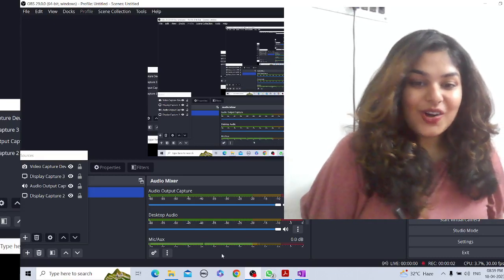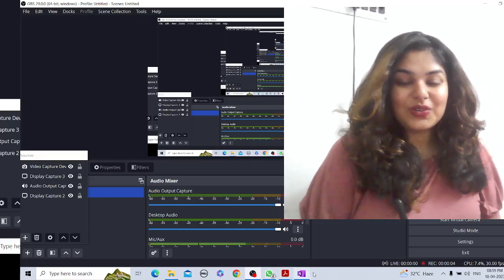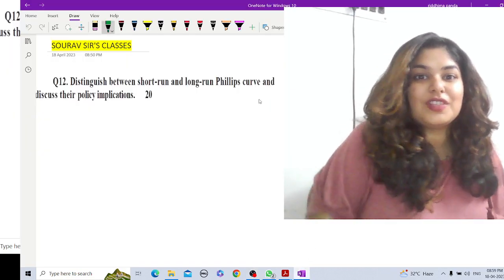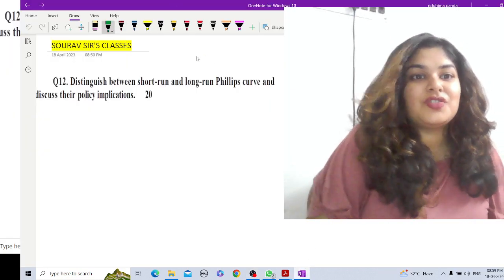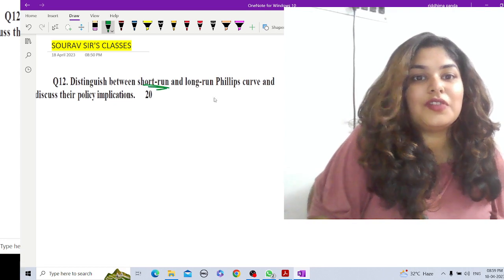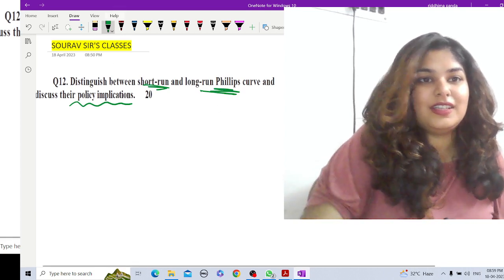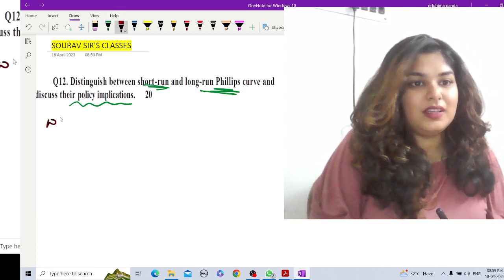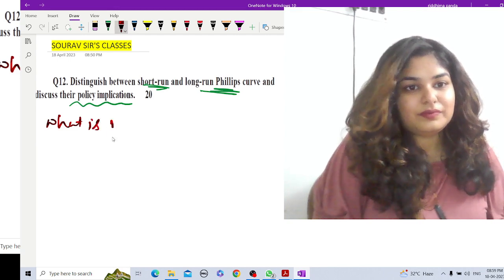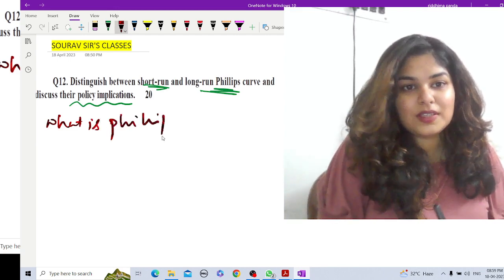Hey there everyone, so let us discuss one question from the Indian Economic Service about the Phillips curve. The question here is: distinguish between short run and the long run Phillips curve and discuss their policy implications. So first of all, let us discuss what is Phillips curve? There are two concepts.